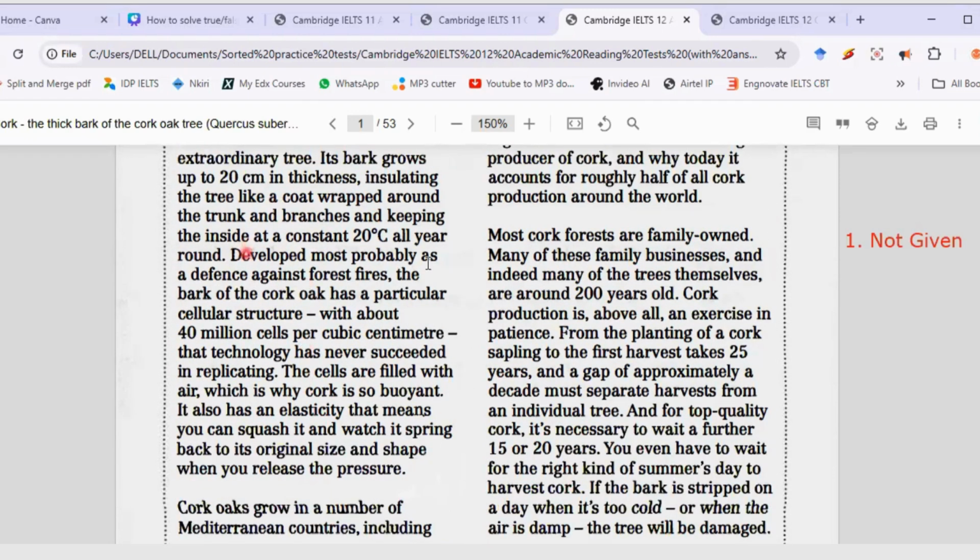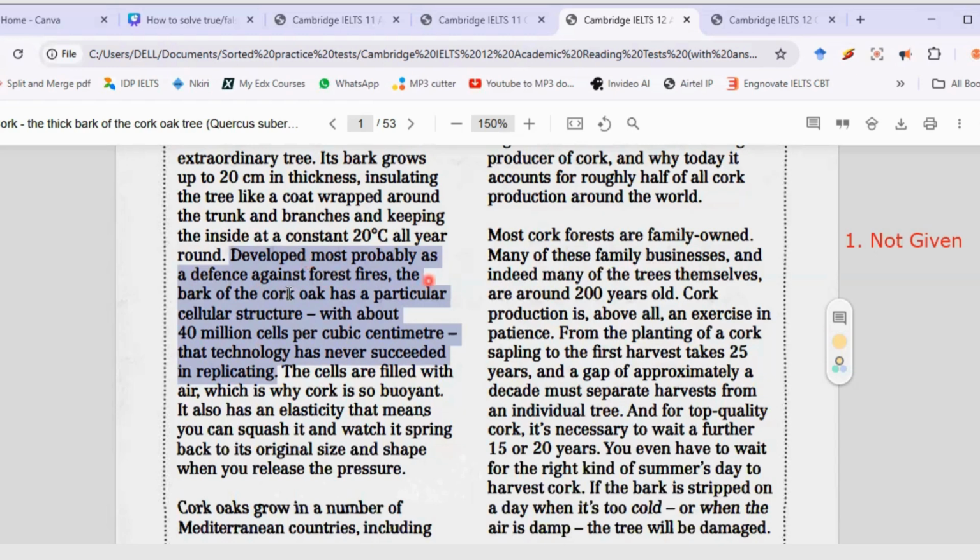Developed most probably as a defense against fire. I want you to take note of this place. I've seen my answer. Look at this place. I'm highlighting everybody. Developed most probably as a defense against forest fires. Who developed it? The tree developed it naturally. That's what they are saying here, as a defense against forest fires, because forest fires are natural events. So the tree developed that thing naturally.